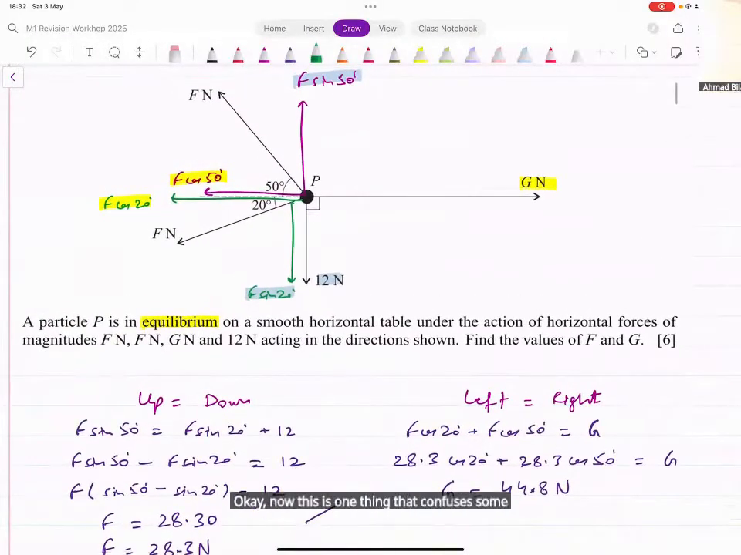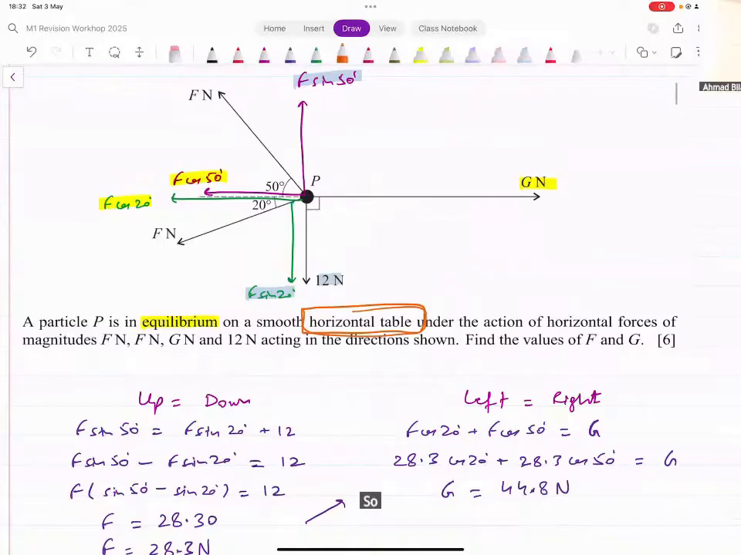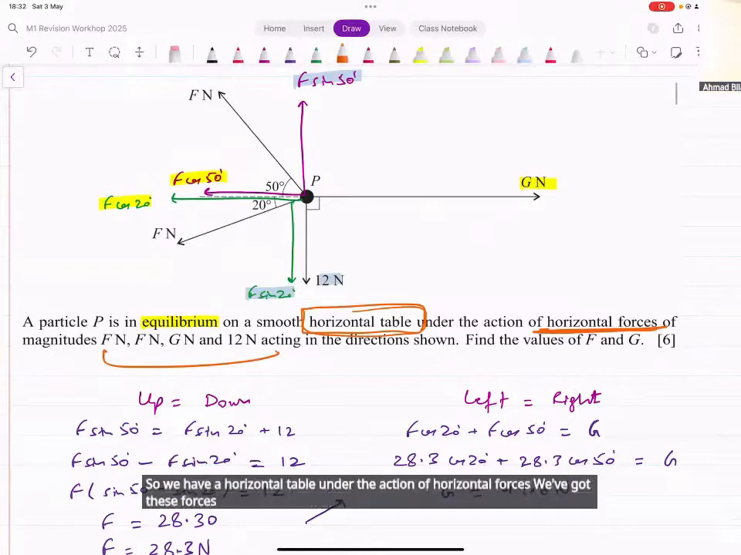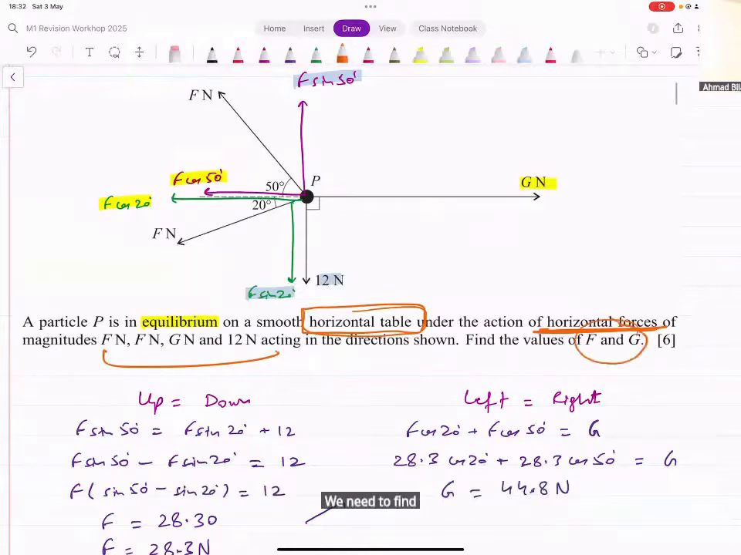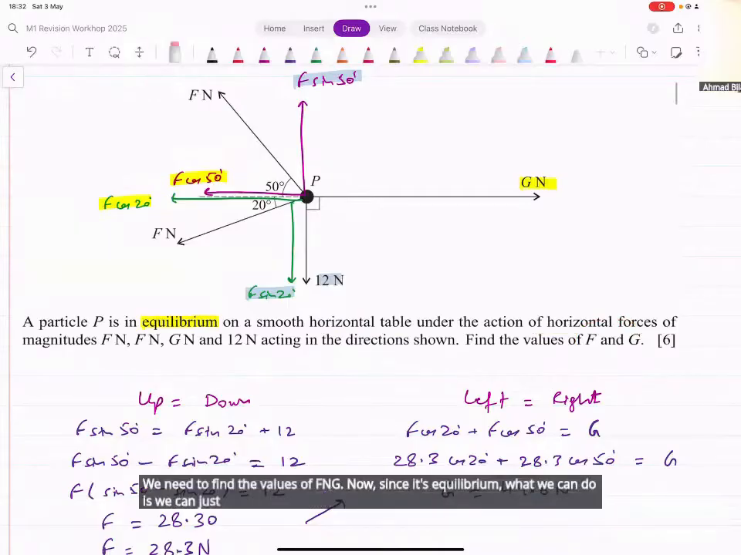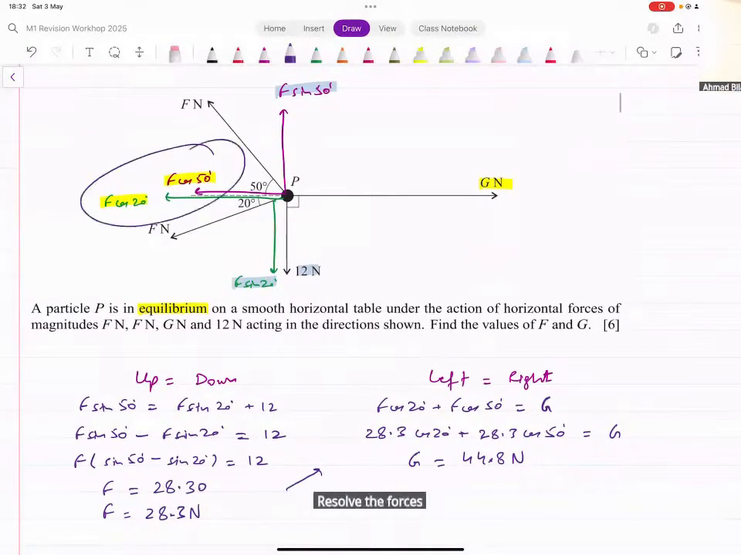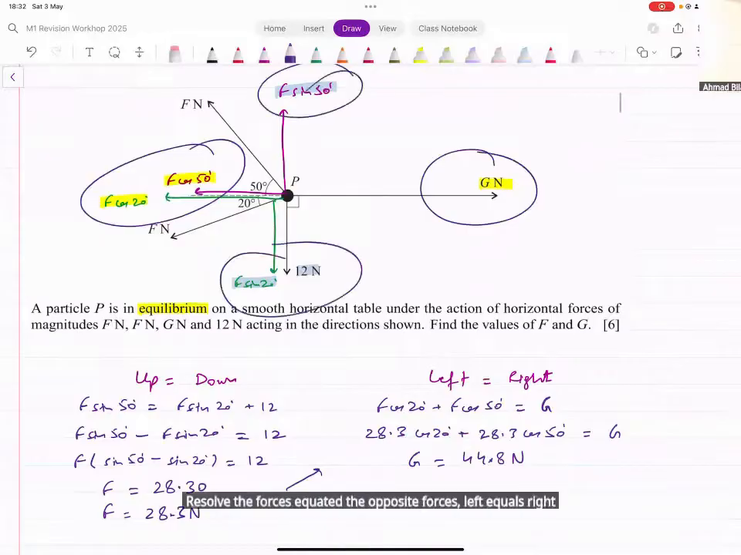Okay, now this is one thing that confuses some people. So they say there's a particle P that is in equilibrium on a smooth horizontal table. So we have a horizontal table under the action of horizontal forces. We've got these forces that are represented there. We need to find the values of F and G. Now, since it's equilibrium, what we can do is find the components of each force and equate the opposite forces: left equals right, up equals down. That's what I've done here. Resolve the forces, equated the opposite forces, left equals right and up equals down.